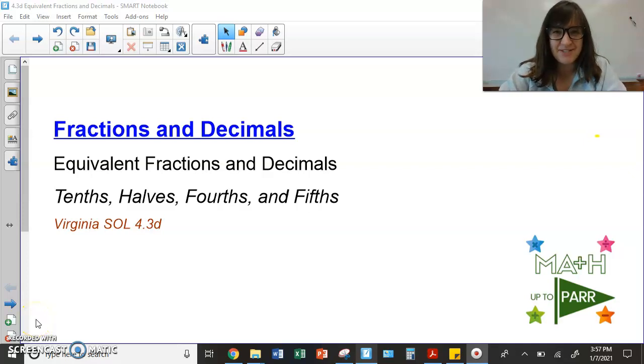On this episode of Math Up to Par, we are going to be talking about equivalent fractions and decimals. We're going to be talking about tenths, halves, fourths, and fifths.